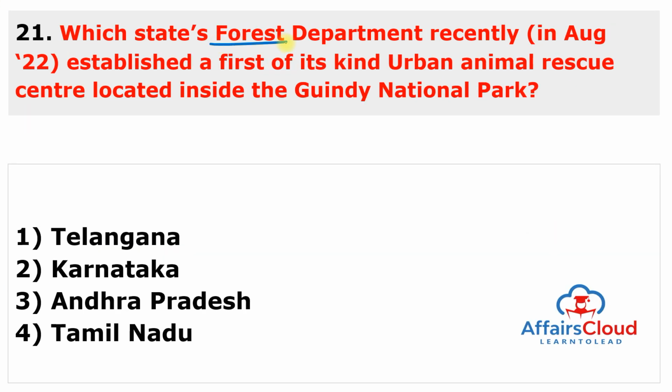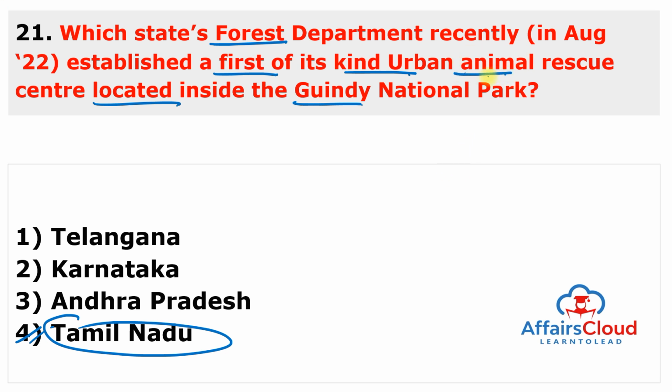Next is, which state forest department recently established a first of its kind urban animal rescue center located inside the Guindy National Park? And this Guindy National Park is situated in Tamil Nadu. So answer of this question is 4. The Tamil Nadu Forest Department has established a first of its kind urban animal rescue center, which is located in the Guindy National Park in Chennai in Tamil Nadu. So it is exactly located in Chennai.